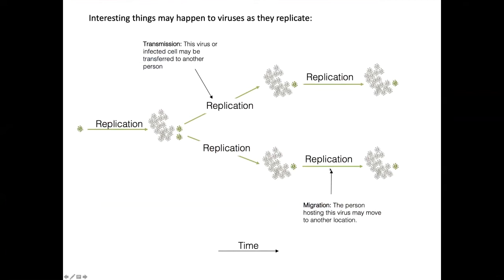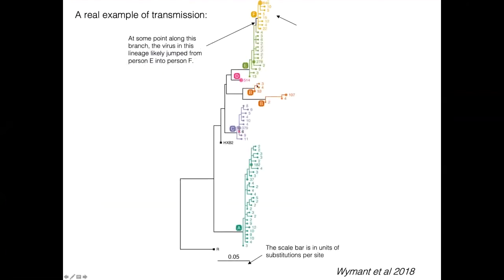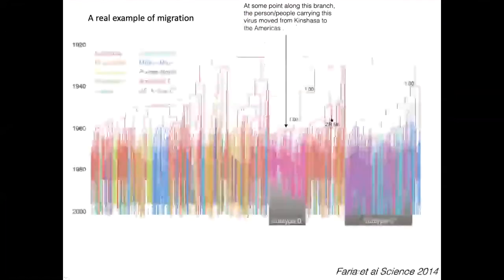Or if it is in a person, you may get migration. In other words, the person who is hosting or carrying or infected with this virus may move to another location. We can see examples of this in the real data. In this diagram, I've highlighted that from E to F, there is a single branch at which the virus is likely to have jumped from person E to person F. At this point the viruses just kept on replicating cell to cell, but there was a point where it moved from one person to another.